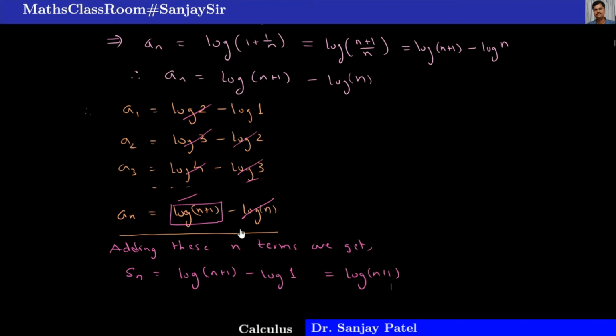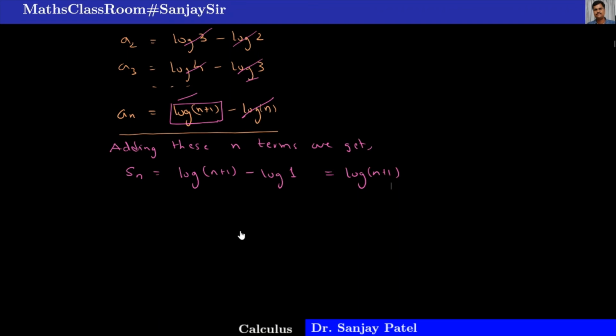Now taking the limit of this Sn as n tends to infinity, what we get is very clear. Limit n tends to infinity Sn is limit n tends to infinity of log of n plus 1. As n tends to infinity, n plus 1 tends to infinity, and log infinity also tends to infinity. So this tends to infinity. That means limit n tends to infinity of Sn does not exist.